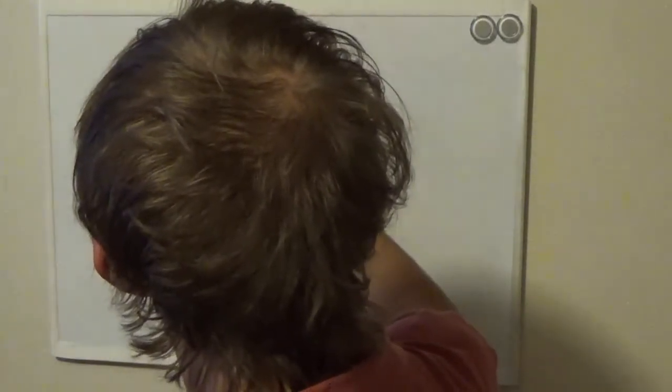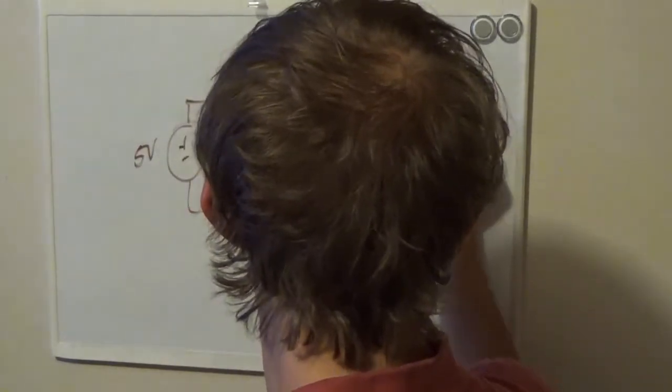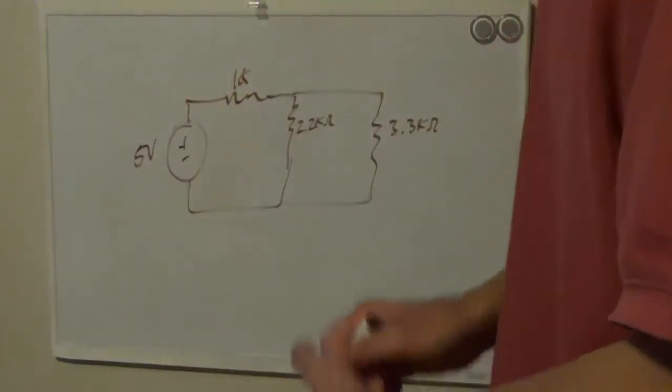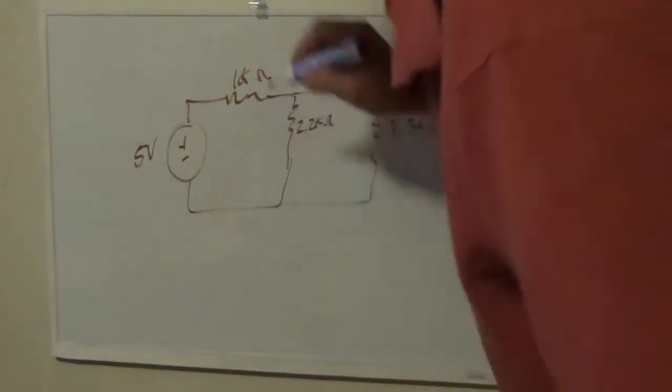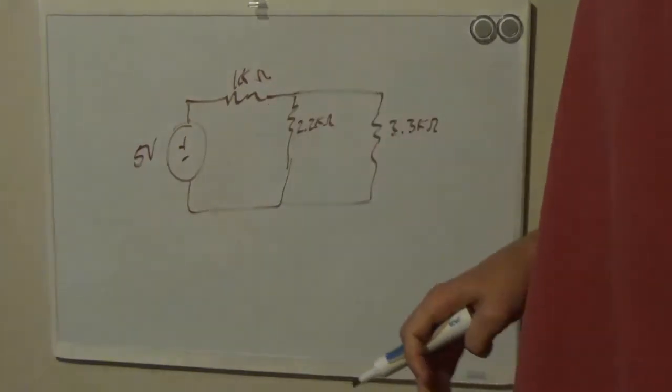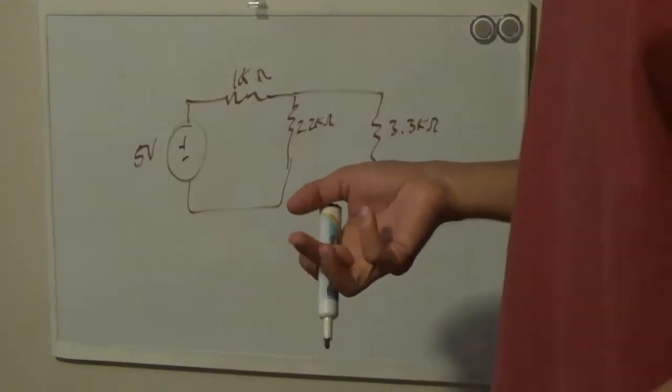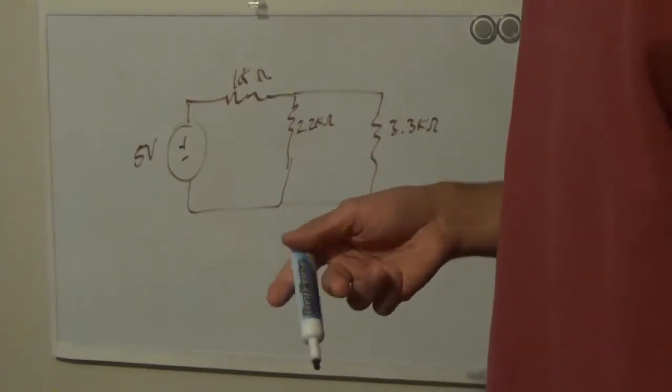So we've got a 5-volt source here with a 1 kilo ohm resistor and a 2.2 kilo ohm resistor, and then finally a 3.3 kilo ohm resistor. These are all resistor values that are quite common. That is why I selected these three, as opposed to maybe doing a 1 ohm, a 2 ohm, and a 3 ohm resistor. You know, those simply are fairly uncommon.